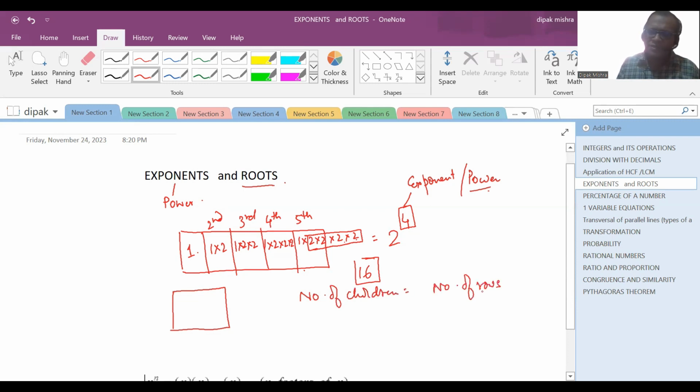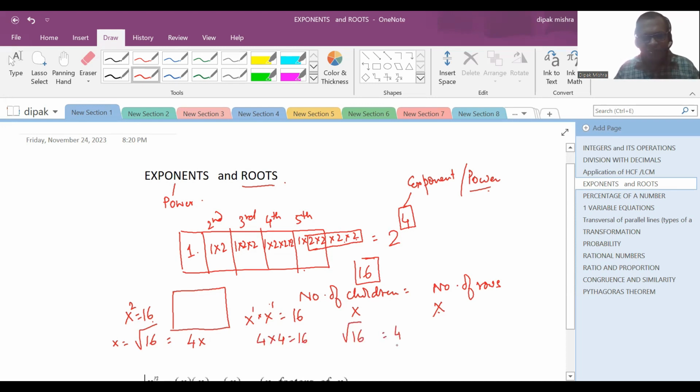So if each row has x children and there are x rows, then x multiplied by x is 16. So we can say x square is 16, because x multiplied by x is x raised to the power of 2. So x will be equal to the square root of 16, which is 4. Square root of 16 is 4 because 4 multiplied by 4 is 16. This is about the square roots.